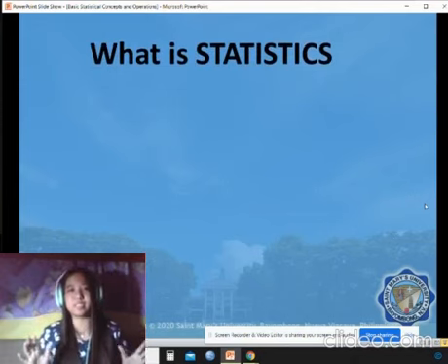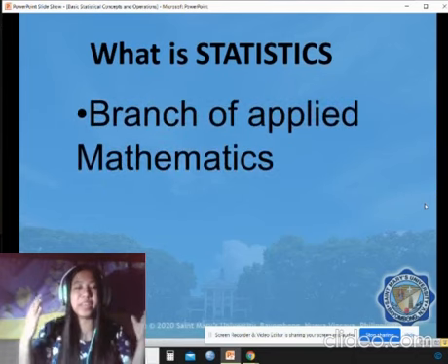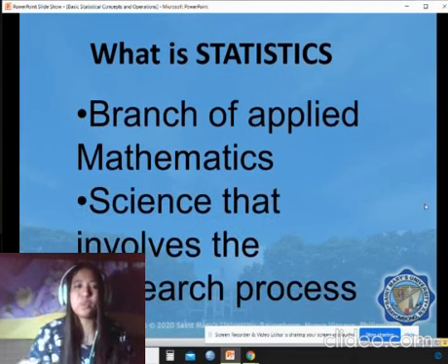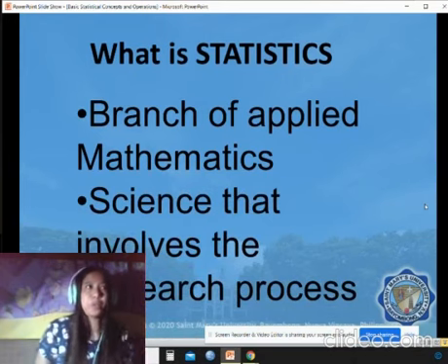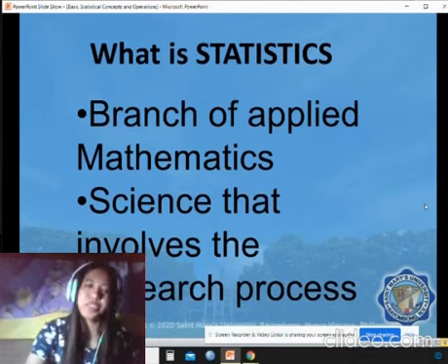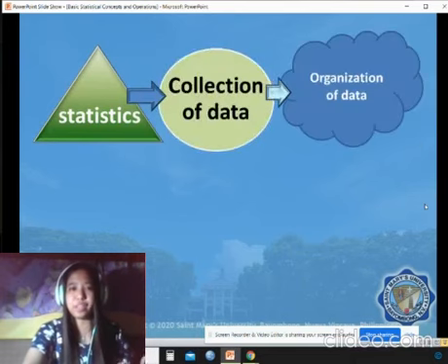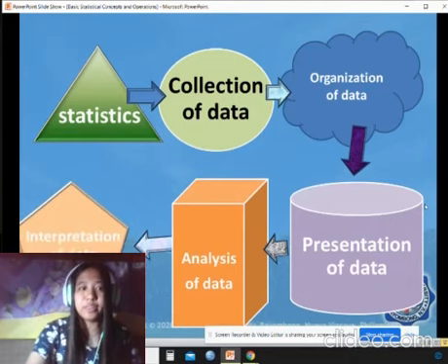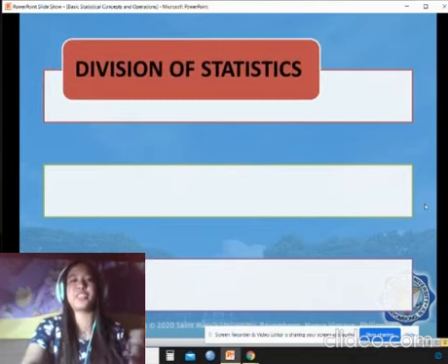So what is statistics? As presented in the introduction, statistics is applied in everyday life, basically because it is a branch of applied mathematics. Aside from that, it is also a science that involves the research process, so it is also applied in doing research. These are the different processes: we have the collection of data, organization of data, presentation of data, analysis of data, until the interpretation of the data.